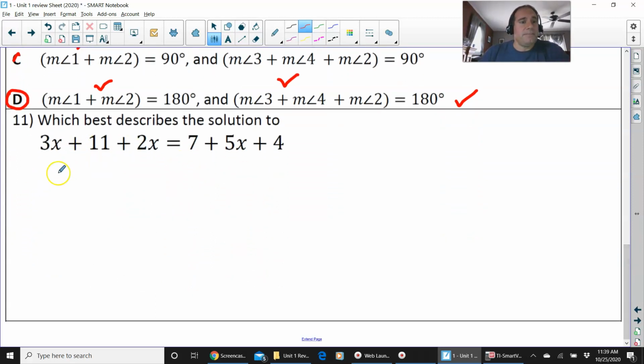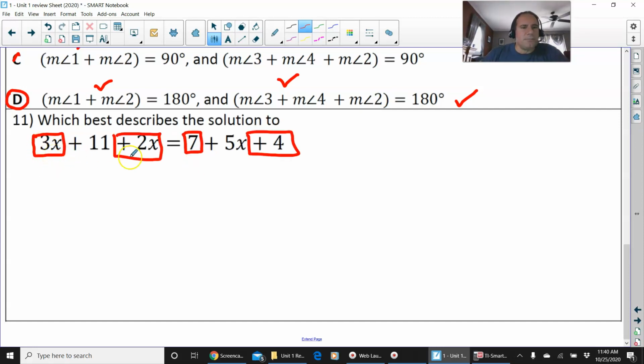All right. Which best describes the solution to this equation? Go ahead, give yourself a chance to do this right now, and then we'll come back and discuss it. Press pause now. So I am boxing out my like terms. I get 3x plus 2x. Since they're on the same side of the equal sign, I am just adding them, and I'm going to put 5x here in front, and then 7 plus 4 is 11.